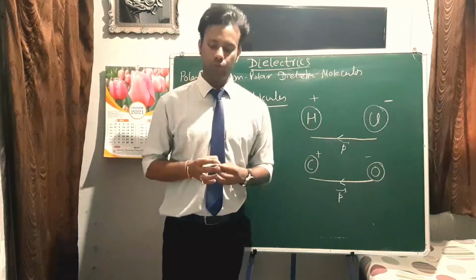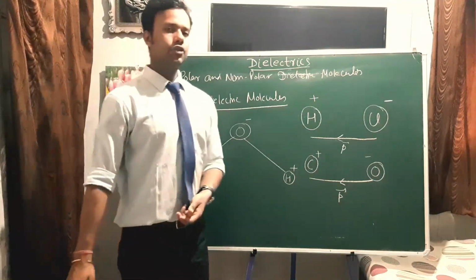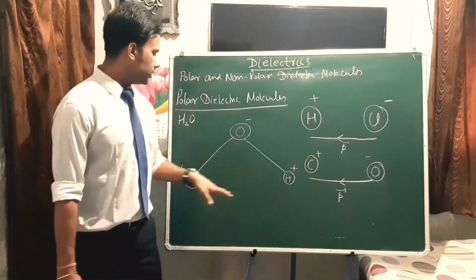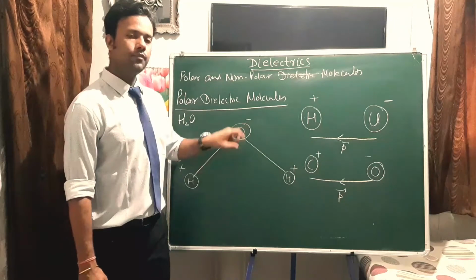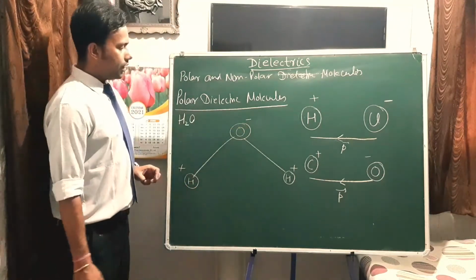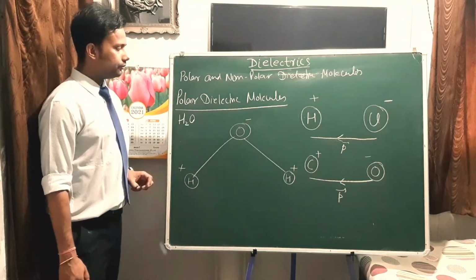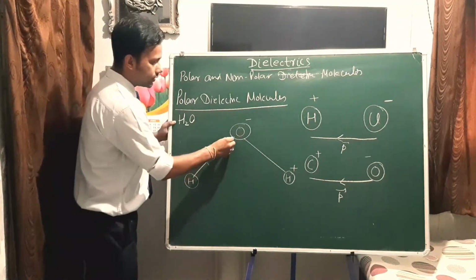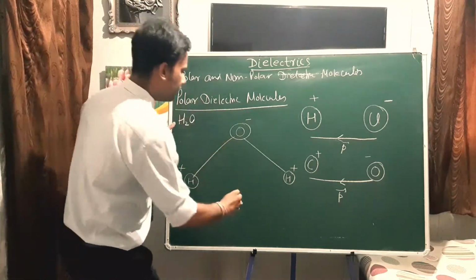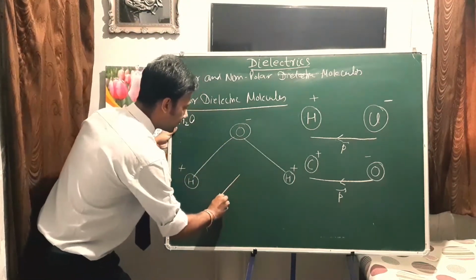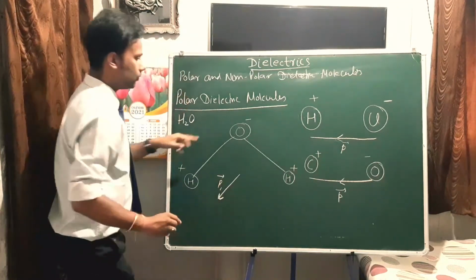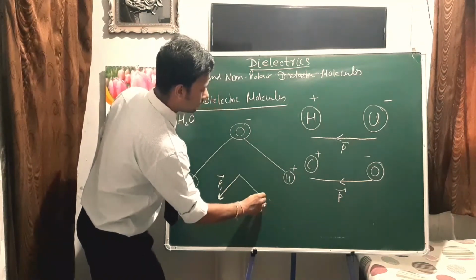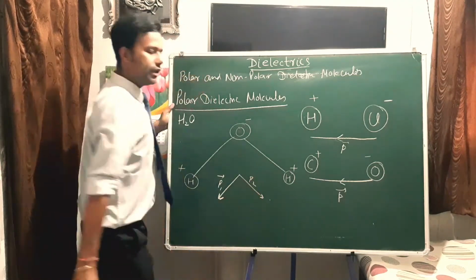Let's take the example of H2O. Here you can see the structure of H2O, in which we have two hydrogen atoms connected with one oxygen atom. Now you can see that we have two dipole moments here. One is toward this side, I am making one more diagram here, let's say this will be P1 from negative to positive, and the other on this side, let's say this is P2.